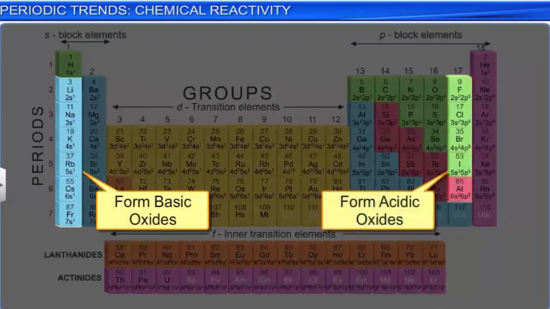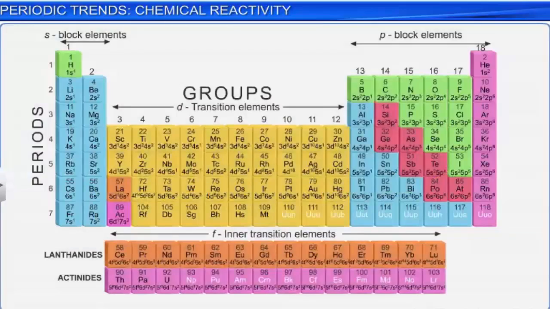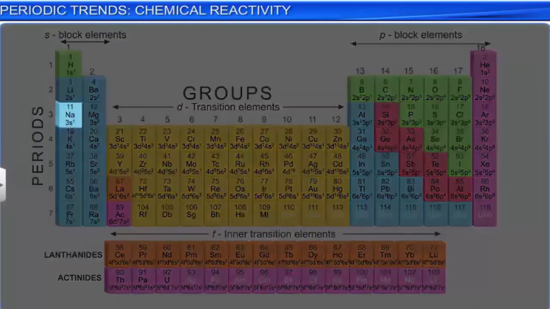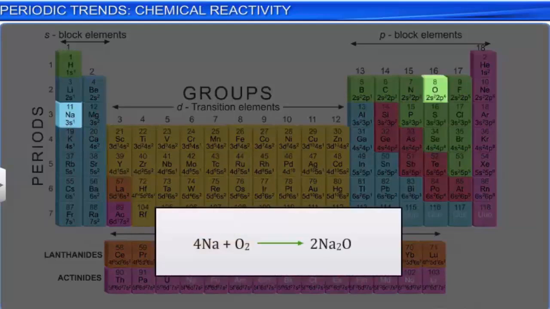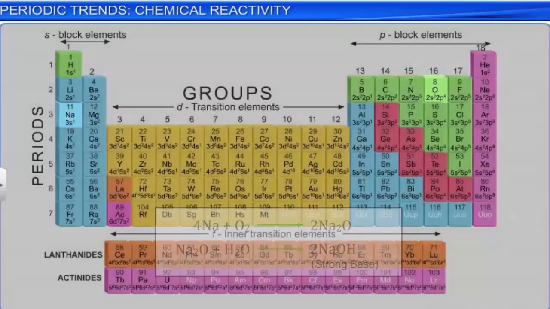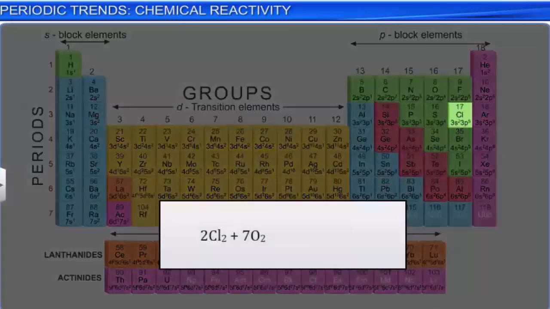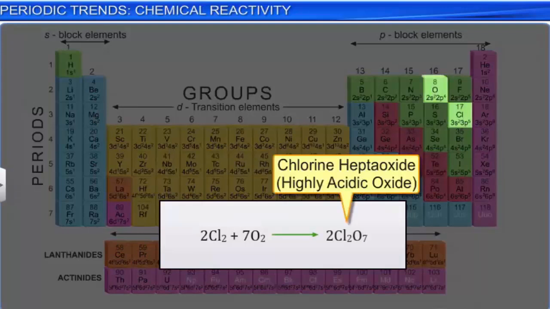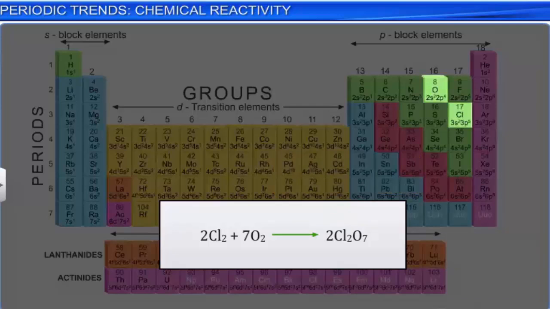For example, sodium, a group 1 alkali metal, forms sodium oxide with oxygen, which on reaction with water forms a base called sodium hydroxide, NaOH. In contrast, chlorine, a group 17 halogen, on reaction with oxygen, forms a highly acidic oxide called chlorine heptaoxide, which on reaction with water forms perchloric acid.